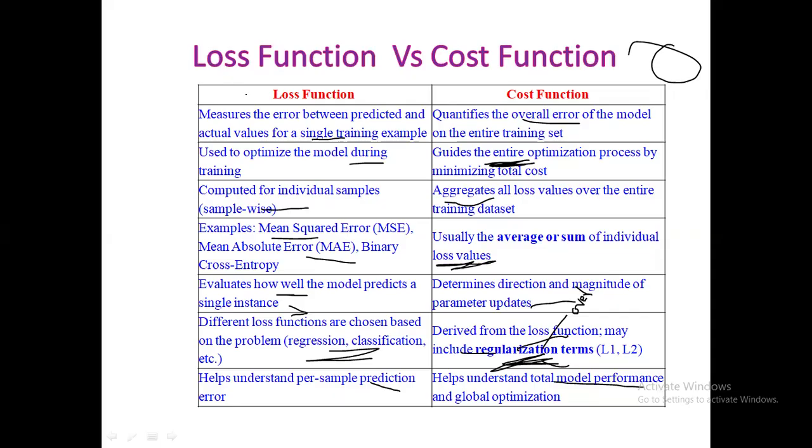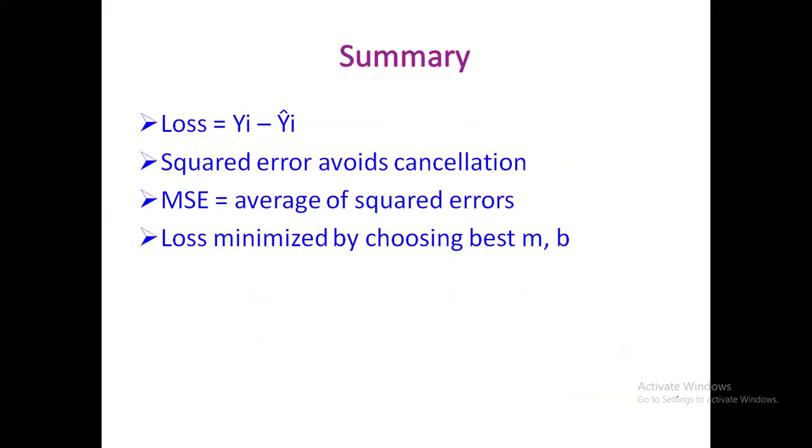All the learners should be able to understand what is loss function and what is cost function. If you know all those differences, it will be easy to implement. Coming to the summary, in linear regression, the loss function measures how far the predicted value yi deviated from the actual value ya. And the squared error is used to avoid cancellation and to penalize large deviations more severely.